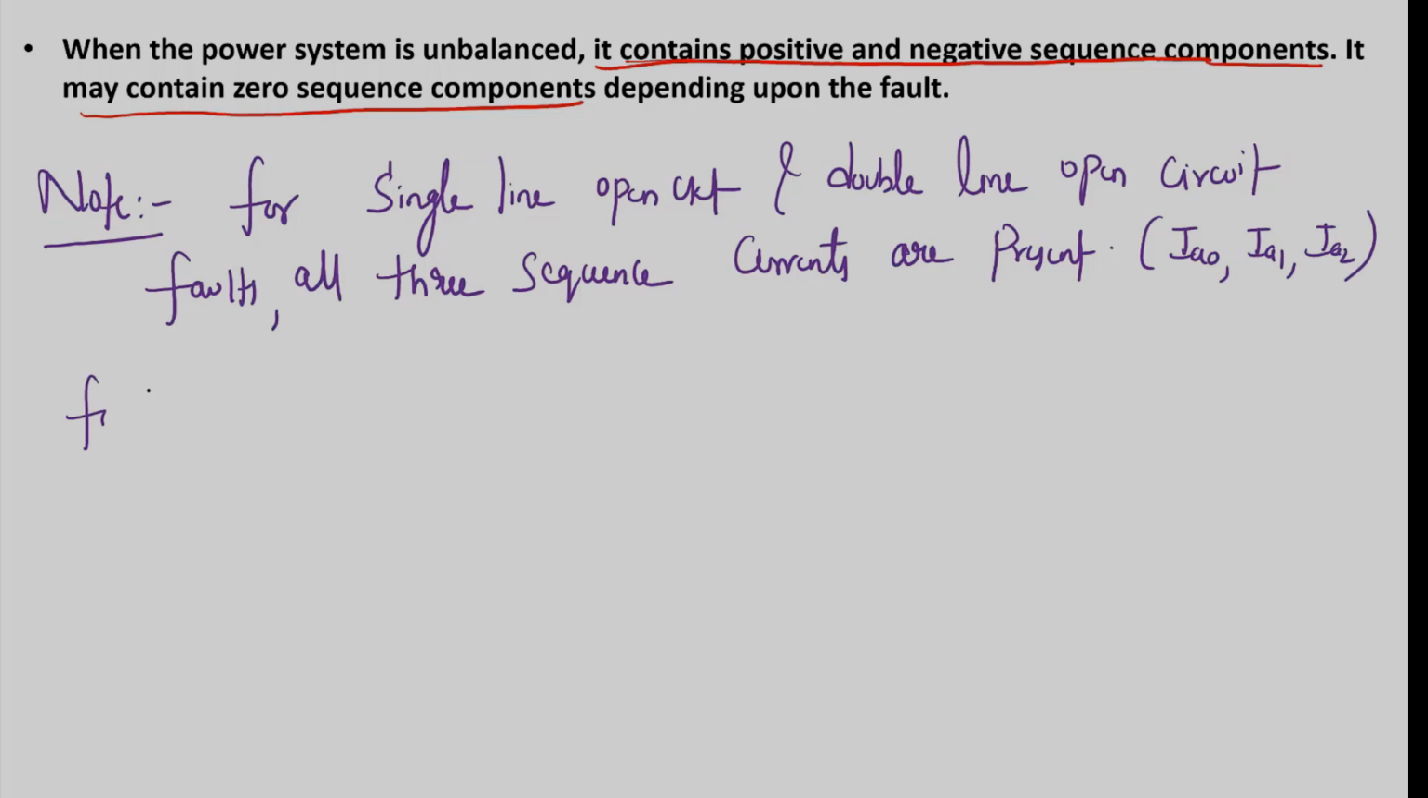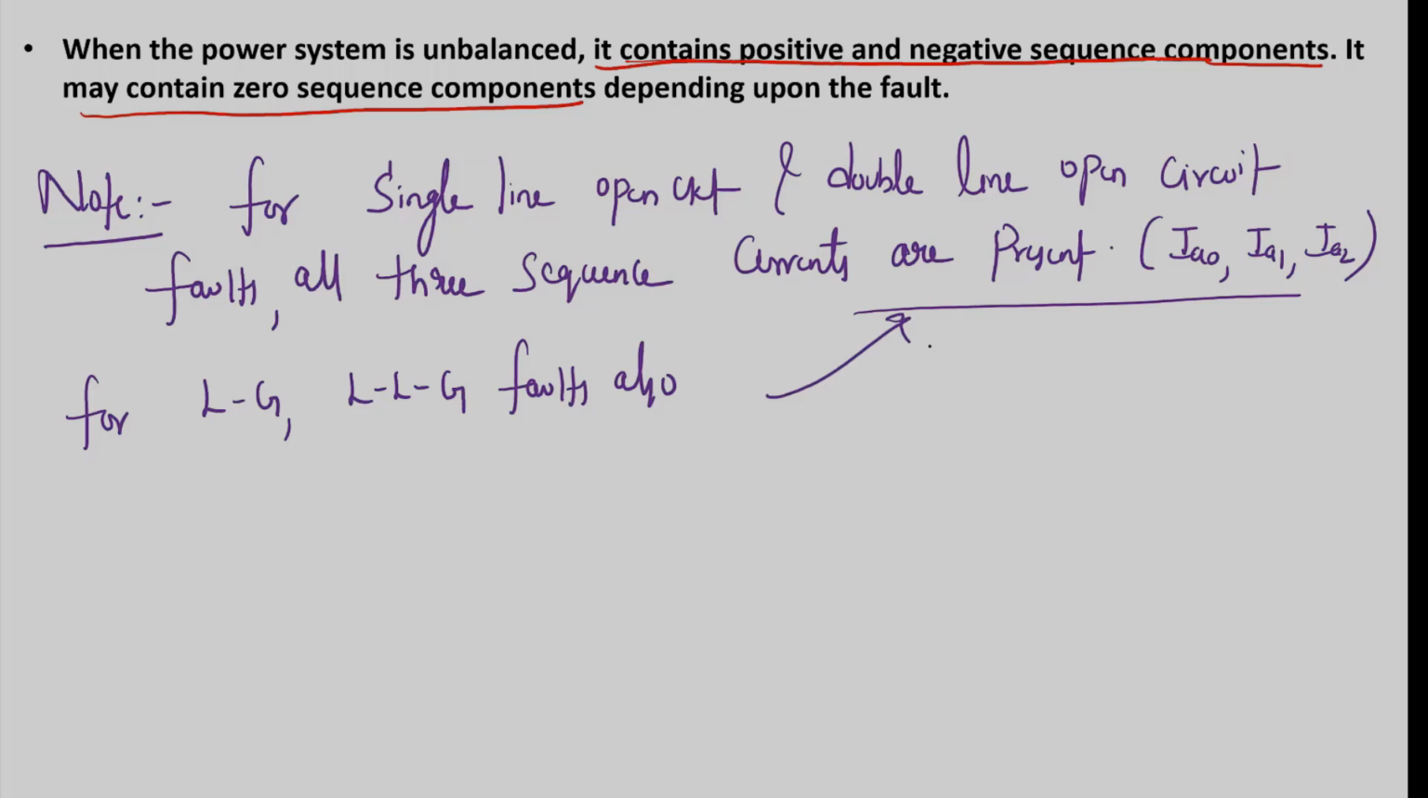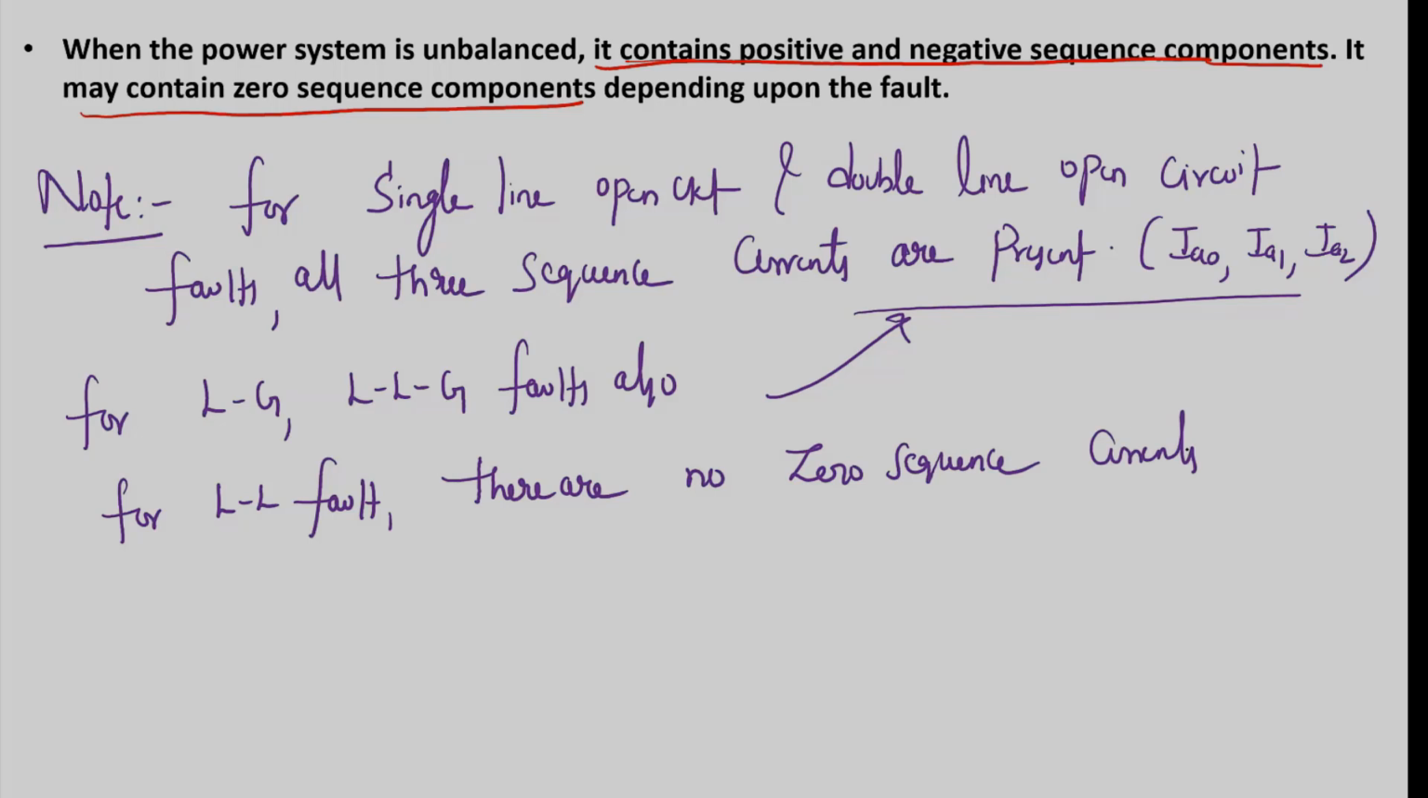For LG and LLG faults, also the same condition, that is, all three sequence currents are present. Only for the LL fault, there are no zero sequence currents. Understand? Here I am assuming all the systems are properly grounded, then only I am making this conclusion. Once there is no grounding, then zero sequence currents will not flow. Okay. So you will remember this.